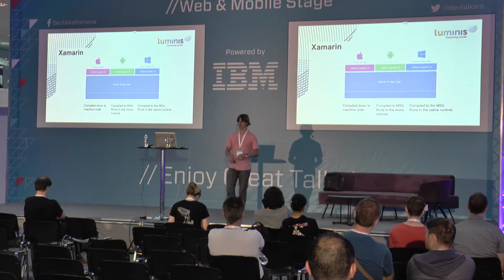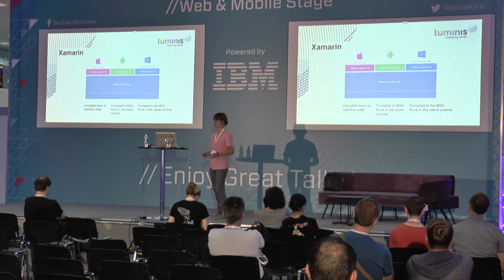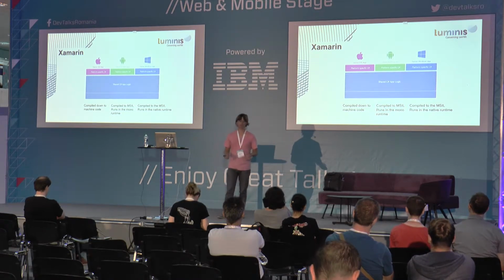How does this work? You write your C# code, and it depends on the platform how it's going to run. On iOS, it will be compiled down to machine code, and the main reason behind this is that Apple doesn't allow runtimes on iOS. Android does, so when running your Xamarin application on Android, it will run in the Mono runtime. And obviously for Windows, it's just a C# project. You can share your code and run it in the native runtime.